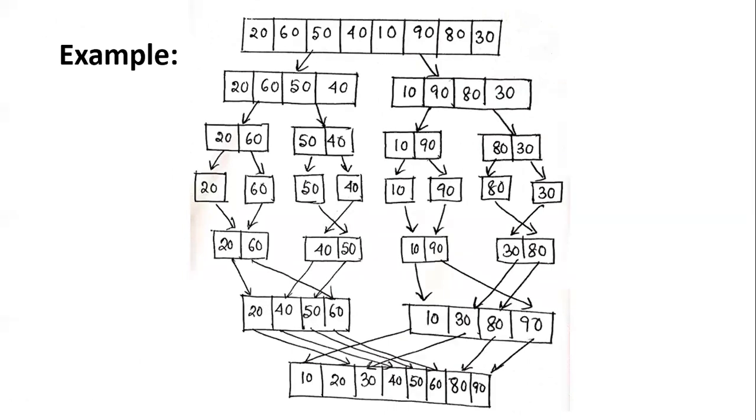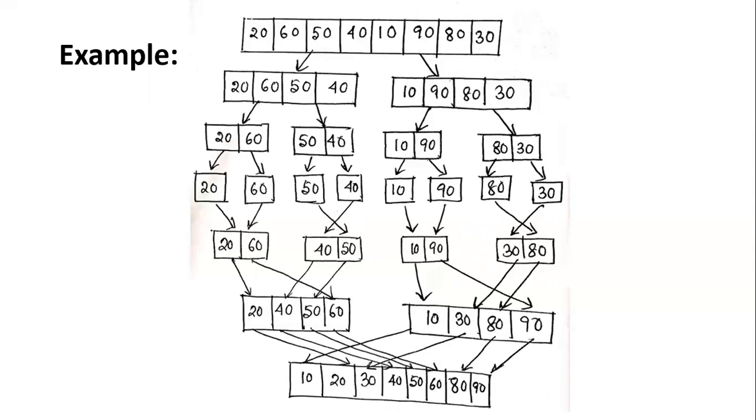Now k is pointing to location number 4, which means k is pointing to 10. This is 0, 1, 2, 3, 4th location. So k is pointing to 10, and LB is pointing to the 0th location, that means 20. So now the comparison will be done between 20 and 10. Okay. So if LB less than equal to mid and K less than equal to upper bound.